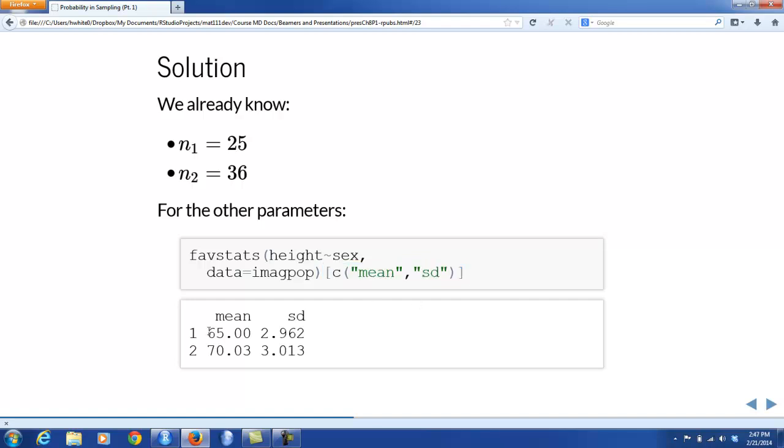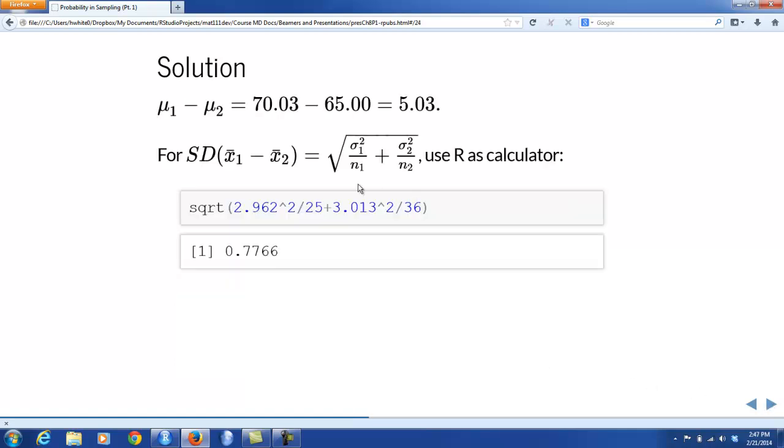And here they are. So we can see the guys in the population are 5.03 inches taller than the gals in the population, and we also have their standard deviations. So the mu1 minus mu2, the expected value of x1 bar minus x2 bar, is the 5.03 inches.